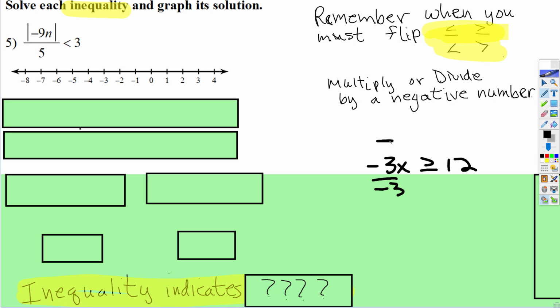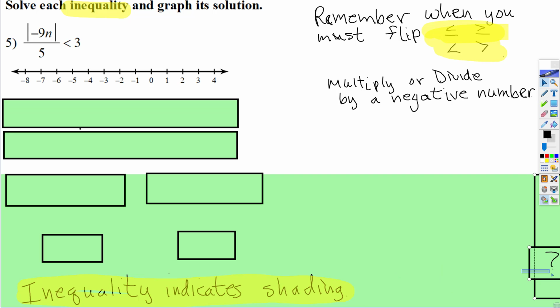to begin with, this side was negative, this side was positive, but when you divide both sides by a negative, this side is now positive, this side is now negative. These two signs flipped, so the inequality sign needs to flip. So that's one of the things that you need to remember. The other thing that you need to remember is that anytime you see the word inequality, it indicates shading. You need to remember to shade the graph.